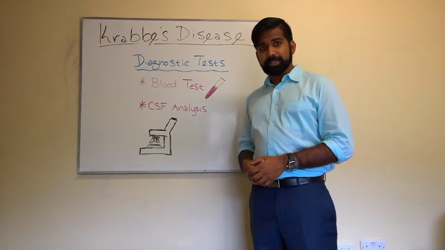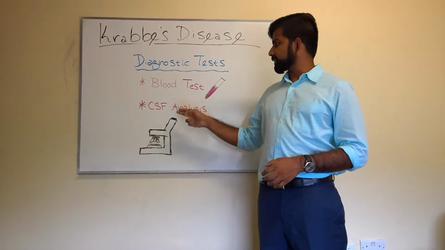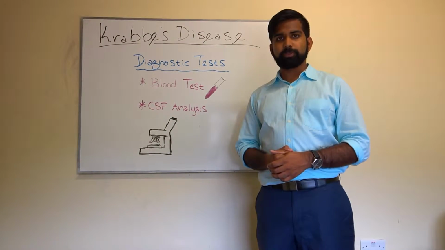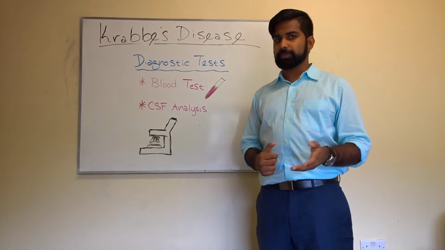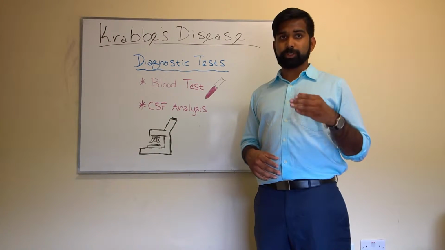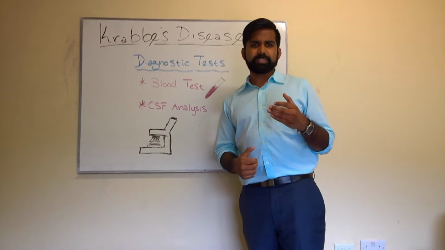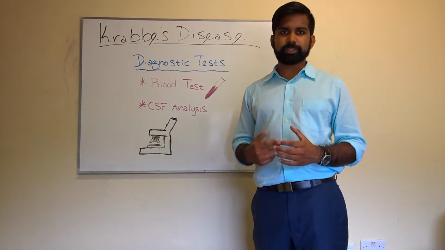So how do you test for Krabbe's disease? There are 2 ways. You can either do a blood test or a CSF analysis. With the blood test, the physicians are looking at your enzyme activity levels in your blood, and what they're looking for is if your enzyme activity levels are low. With the CSF analysis, what they're looking for is if you have abnormal protein levels in your CSF.